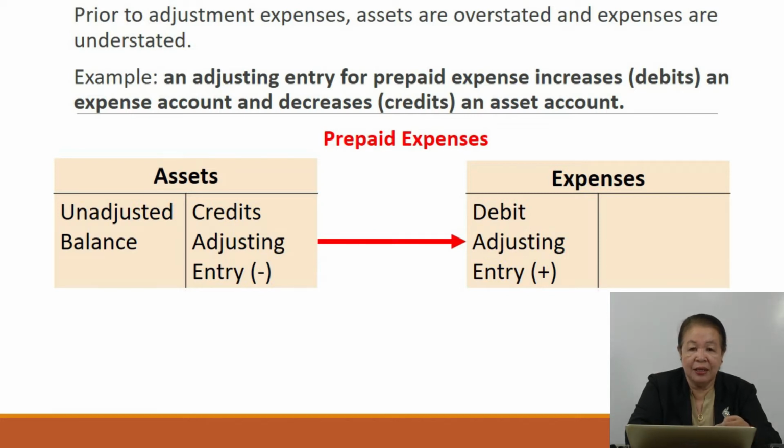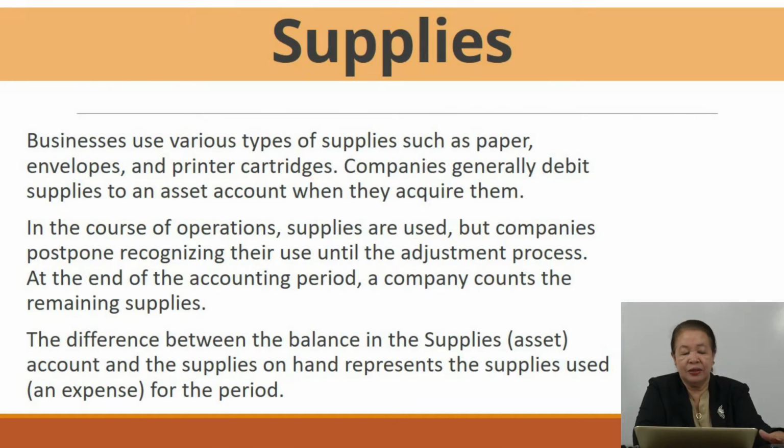Itong asset na prepaid expenses, pag binawasan mo yan, nilagay mo doon sa expenses, i-credit mo siya, bawas. No? Ano bang sabi natin sa accounting equation? Assets equals liabilities plus equity. So, yung asset na dadagdagan sa debit, yung liabilities na dadagdagan sa credit. Yung asset na babawasan sa credit, ang liability naman na babawasan sa debit. Magka-opposite sila.